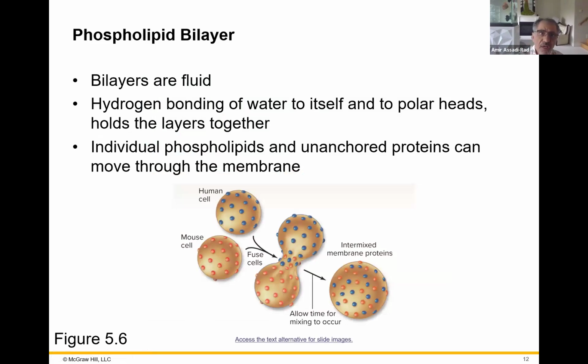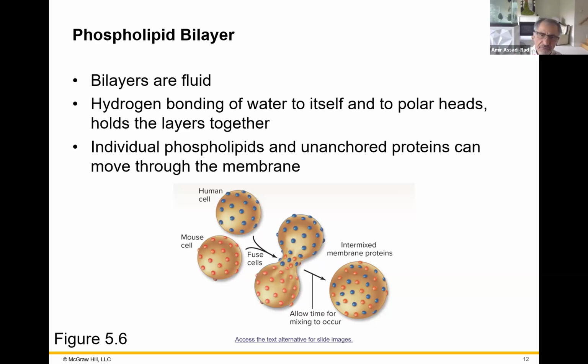Okay, so the phospholipid bilayers are fluid. It means they do move. It's not static. The walls behind me are static, they do not move. But the human beings who live in this house are fluid. They come, go, move around. I hope I defined the terms fluid and static for you very well. Static does not move. Fluid moves. So hydrogen bonding of water to itself and to the polar heads holds the layers together.